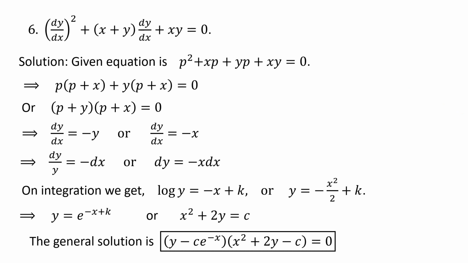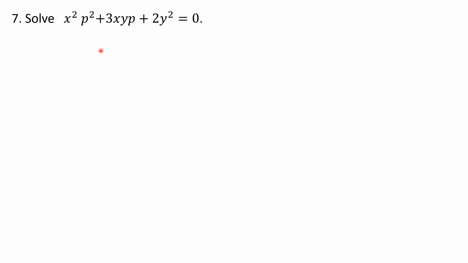Next, so here we have a quadratic equation again, x square p square plus 3xyp plus 2y square equal to 0. Now so far we have seen that 4 terms were there, so that factorization we can take easily by observing from the first two terms the common term, and from the third and fourth we can extract the common term, but here we have to split.